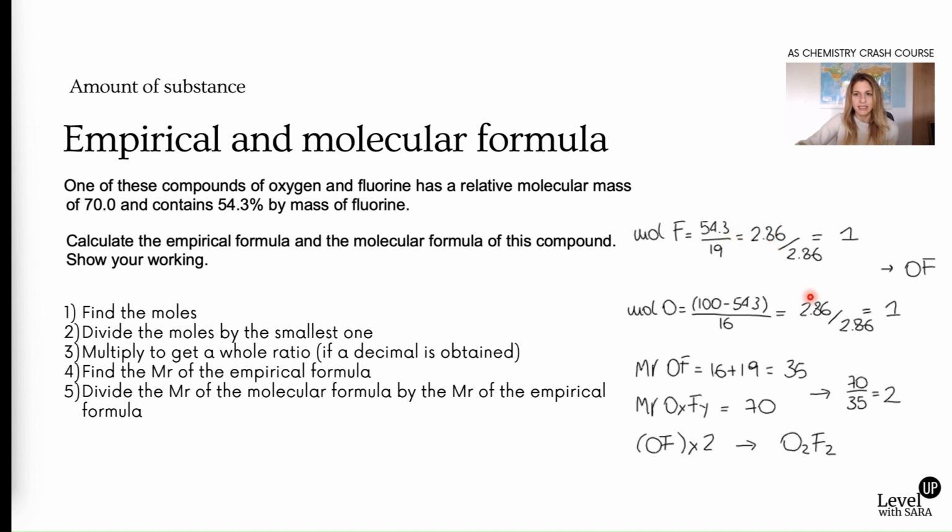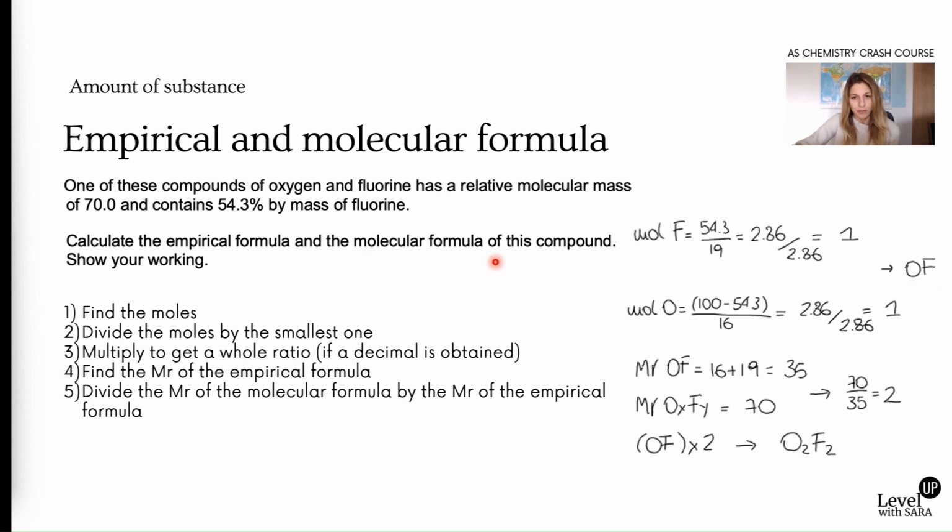We have 2.86 for both. Divide the moles by the smallest one, because this gives you a ratio already. And if you have a whole ratio, like in this case 1:1, great, easy. If you don't have a whole ratio, and a decimal is obtained, you can just multiply to get a whole ratio. So this is our empirical formula, EF.